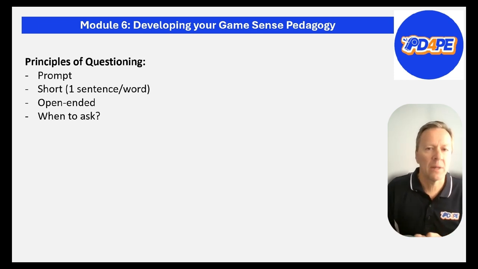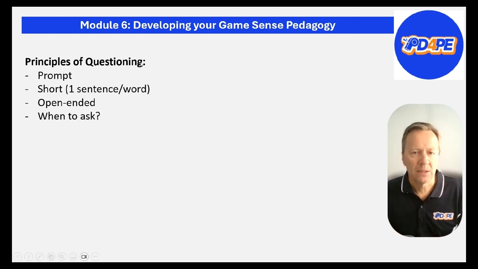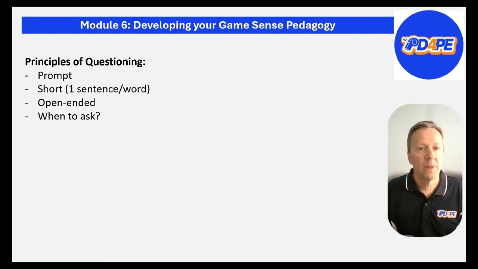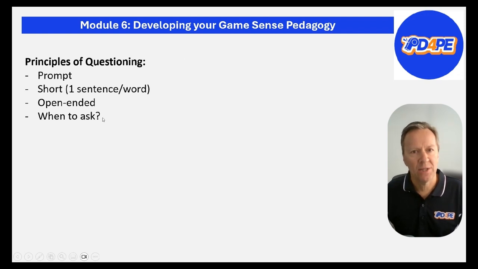Now think about where you would hit the ball. So we're using a prompt. Our questions should be open-ended as much as possible, and that is where there could be multiple different responses rather than a yes, no, or a set number. A closed-ended question would be something like, how many players are there on a netball team? 7. Whereas open-ended might be, what are some of the roles that a goal shooter would have to do in netball? And then when to ask the questions.